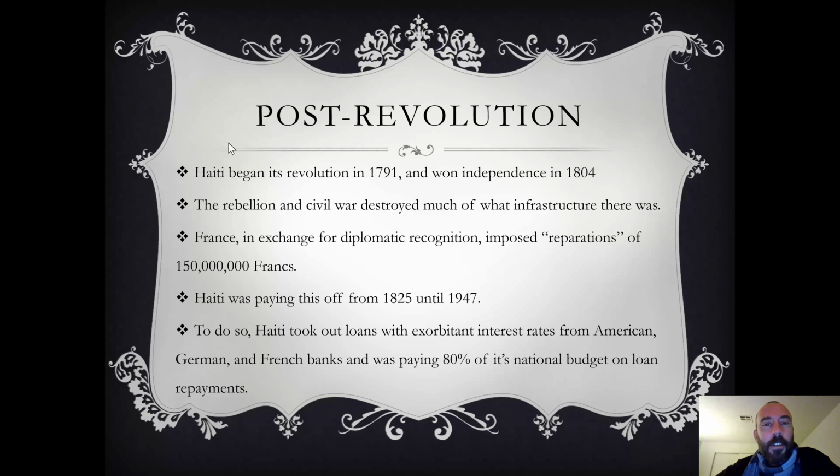However, after the Haitian Revolution, France had the audacity to demand reparations, saying that the Haitians had cost them, obviously, to send the military, to wage war, and also in lost revenues from the productive fields. And so France imposed reparations of 150 million francs.